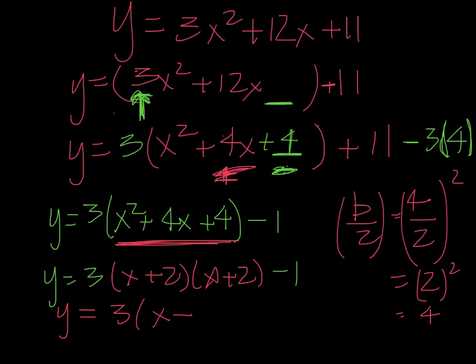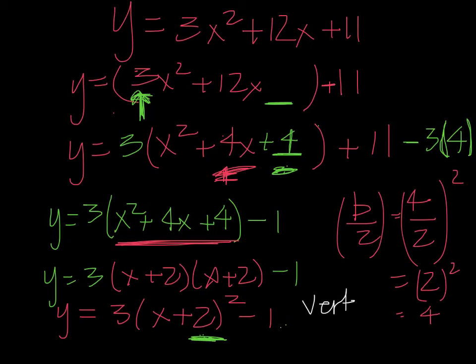X plus 2, there's 2 of them, so I can write it x plus 2 squared minus 1. Again, this term right here is kind of a little cheat, a shortcut. This term will always be your b divided by 2, but you can't really skip a step because you have to know what your new c is.